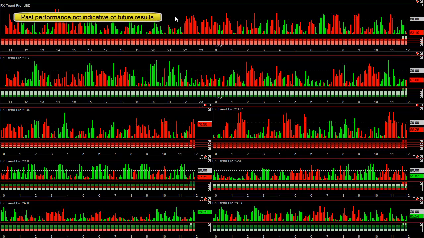3 measure the direction that all the pairs are going. So in other words, if you see a lot of red here, pretty much all the dollar pairs are going down, or at least 80% of them.